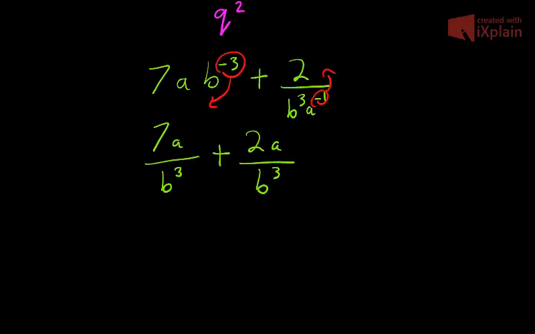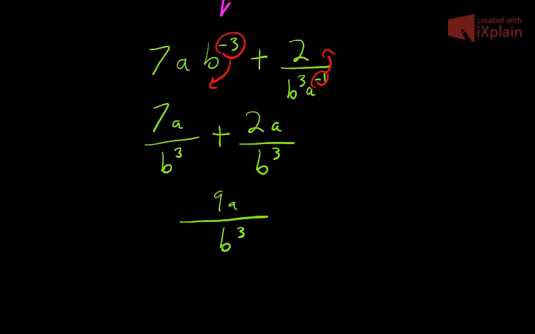And this is a lot like the last problem. We have a common denominator, divide by b cubed. 7a plus 2a is going to be 9a over b cubed. And just like that, we are done, which is really nice.